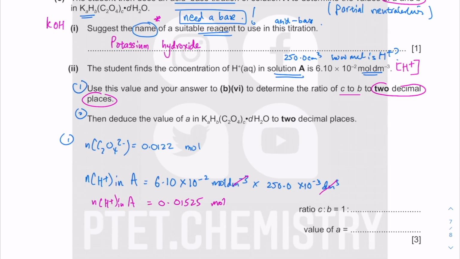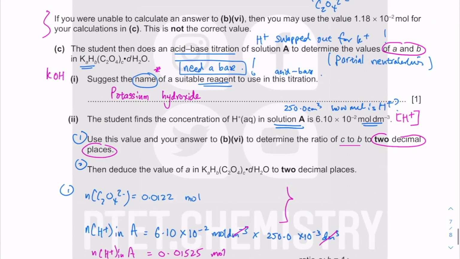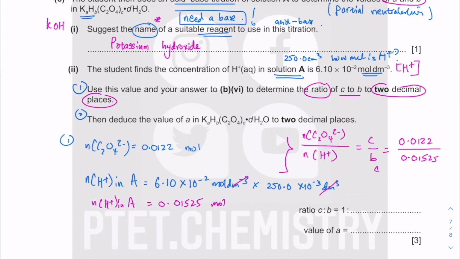So what is the ratio of C to B? As you can see, the mole of C2O4 2- to the mole of H+ is C over B. From the formula, there are C mole of C2O4 2- and there are B mole of H+, and I have mole and mole here, so I'll just put in 0.0122 mole divided by 0.01525. They want the ratio, so C over B is equal to 0.0122 divided by 0.01525. So that gives me 0.8.